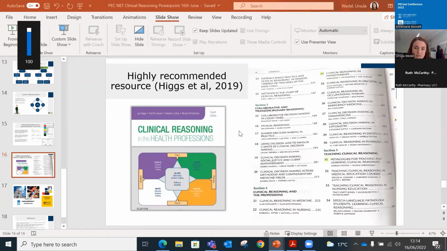It does go into different professions, and physios are mentioned there. I will say though, recently I worked with Ellie and Teresa here in audiology, and we delivered a training program to the educators around clinical reasoning. I don't know anything about audiology, and we were very easily able to use the theory to support that workshop. So it's just a brilliant book for all health professions here today.